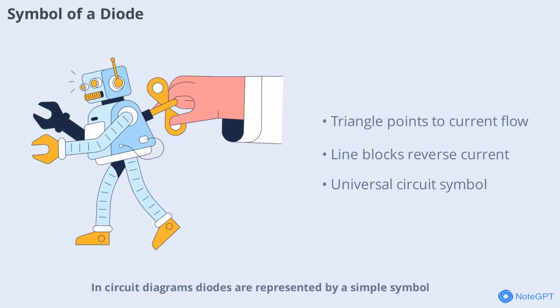In circuit diagrams, diodes are represented by a simple symbol, a triangle pointing towards a line. The triangle represents the direction of current flow from the anode to the cathode, while the line indicates the barrier that blocks current in the opposite direction. This symbol is universally recognized and helps engineers quickly identify diodes in complex circuit schematics. Understanding this symbol is key to reading and designing electronic circuits.